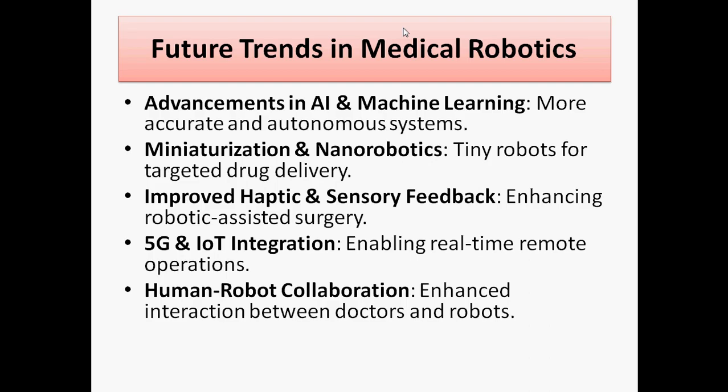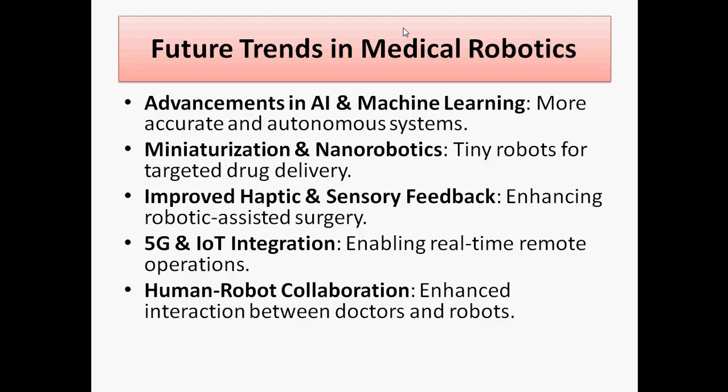The next is improved haptic and sensory feedback. We have different approaches like robot assisted surgery, which can provide haptic feedback. So the surgeon can easily identify how extensive the diseased area is and how much extended part we have. That can be identified by haptic feedback or haptic sensors.